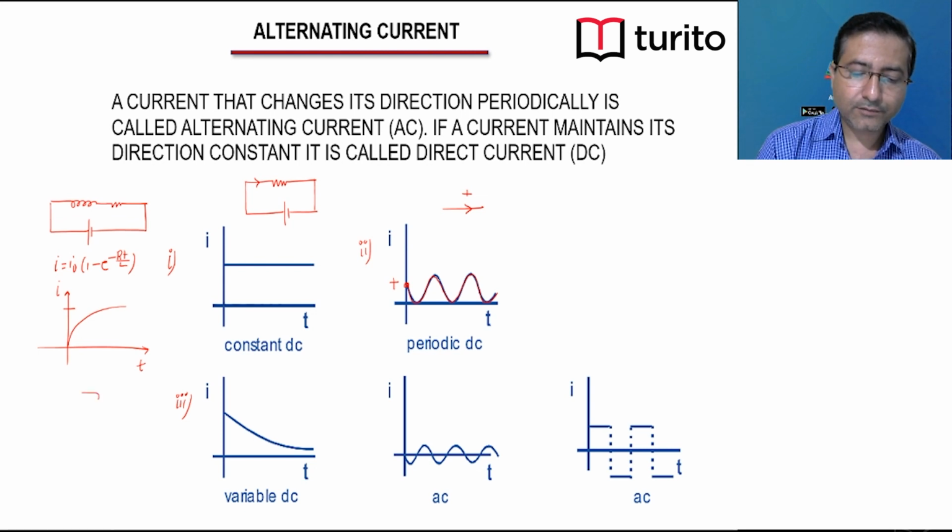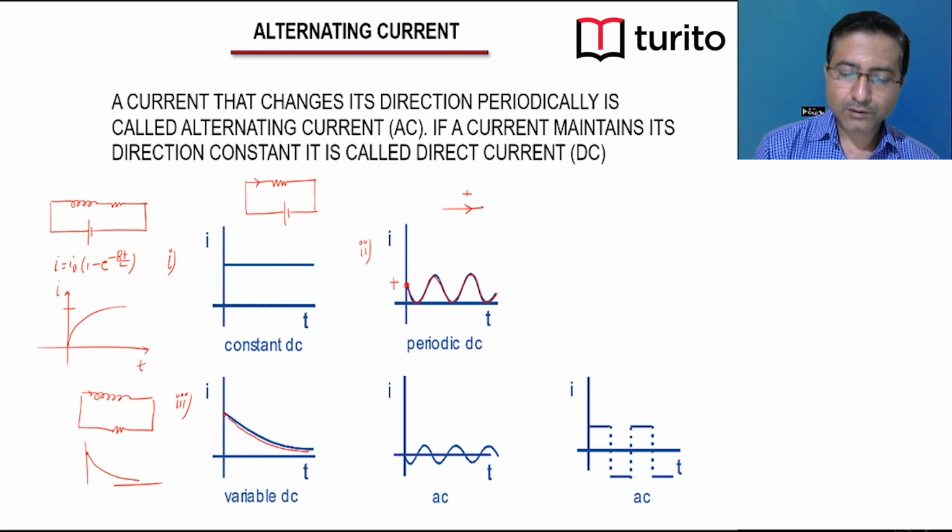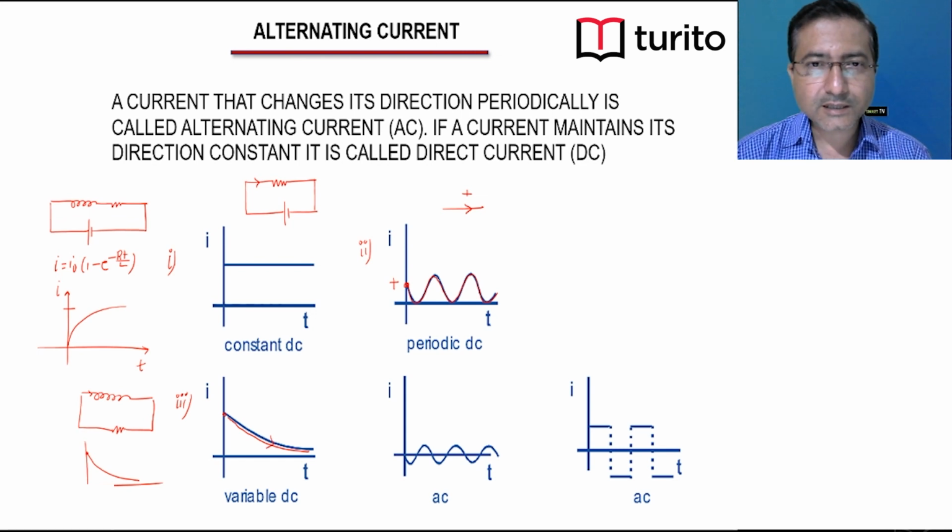And if I have an inductor which carries some current and it is connected to some resistor, then we have seen that the variation of current as a function of time was something like this. Look at this third curve. Current is decreasing with time, but it never goes to the negative side, so direction is not changing.